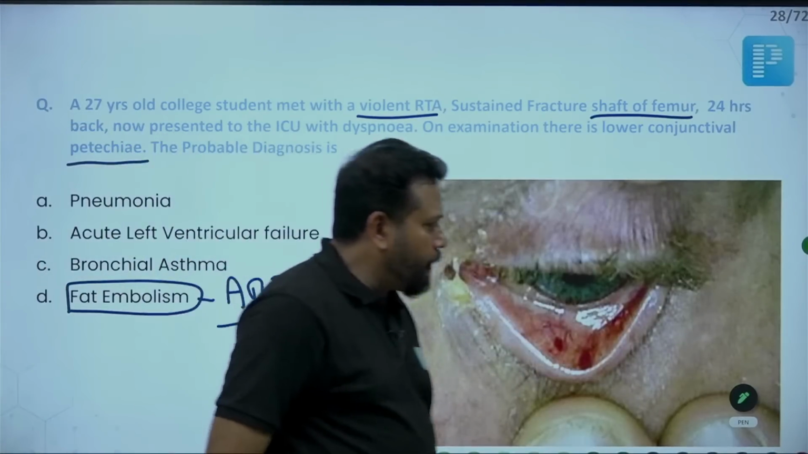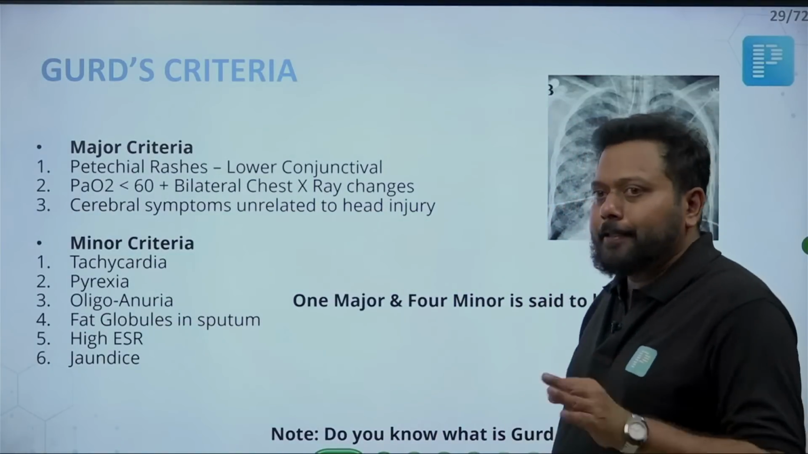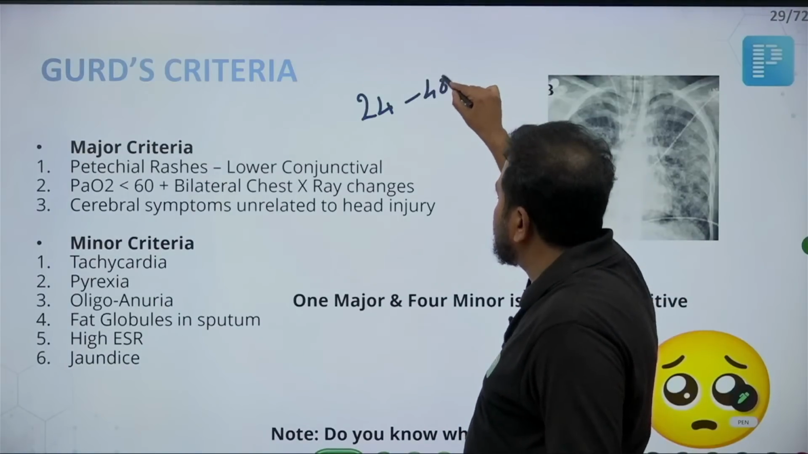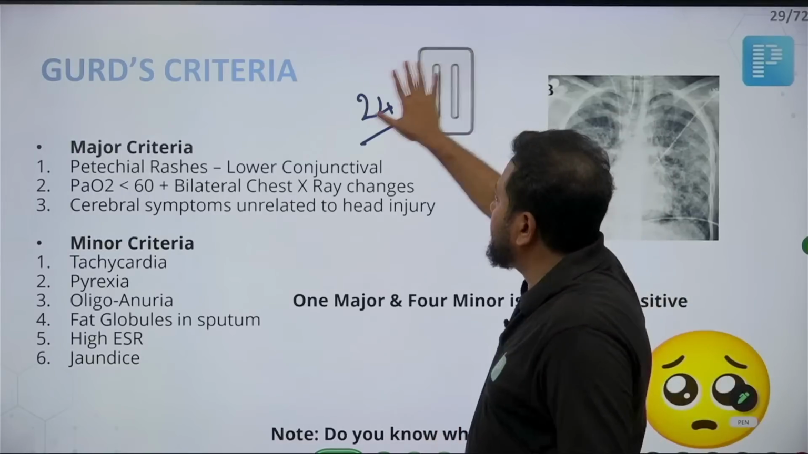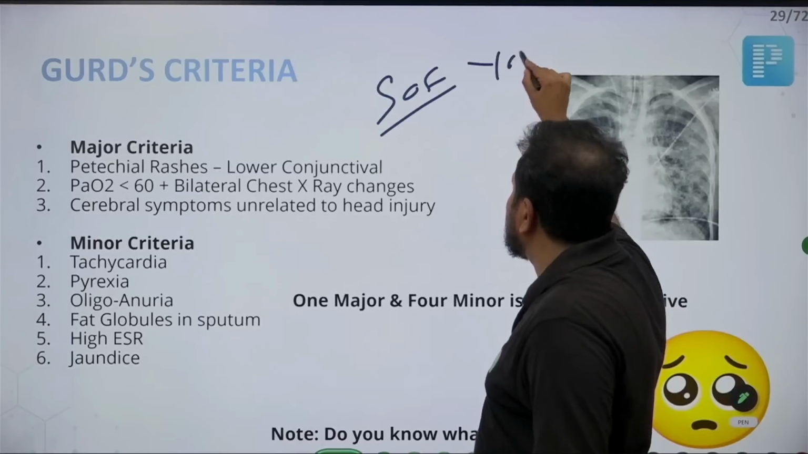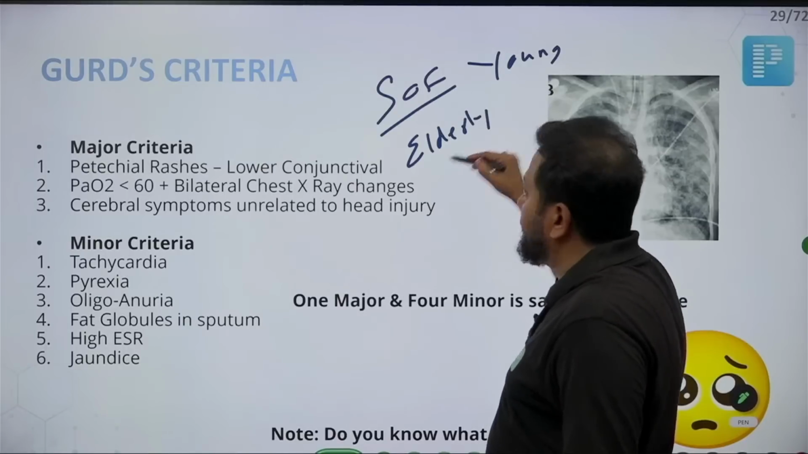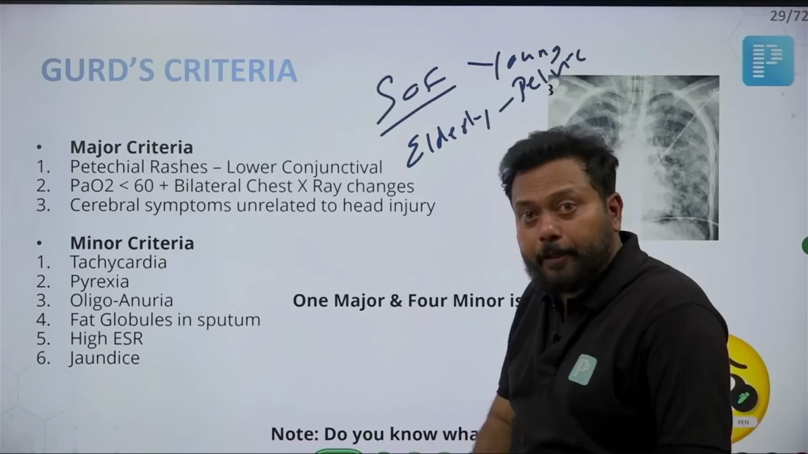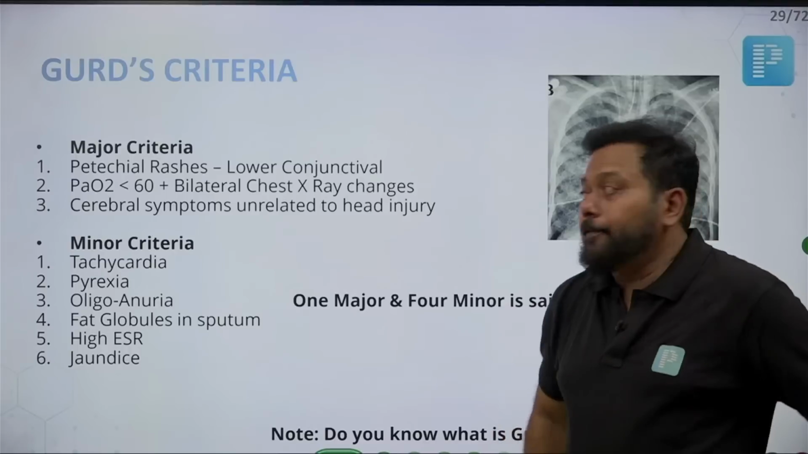The diagnosis is confirmed, it is ARDS, because usually the symptoms start after 24 hours and within 48 hours. The most common cause is fracture of the long bone, especially shaft of femur in young adults. In elderly, the most common fracture that predisposes to fat embolism is pelvic fracture. All these questions have been asked. In young adult, it is shaft of femur. In elderly, it is pelvic fracture.